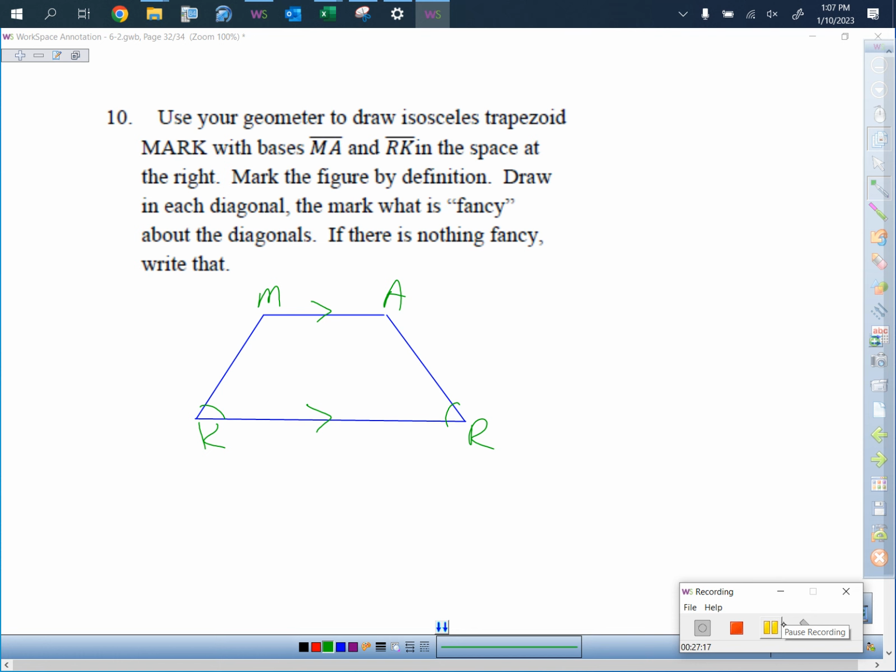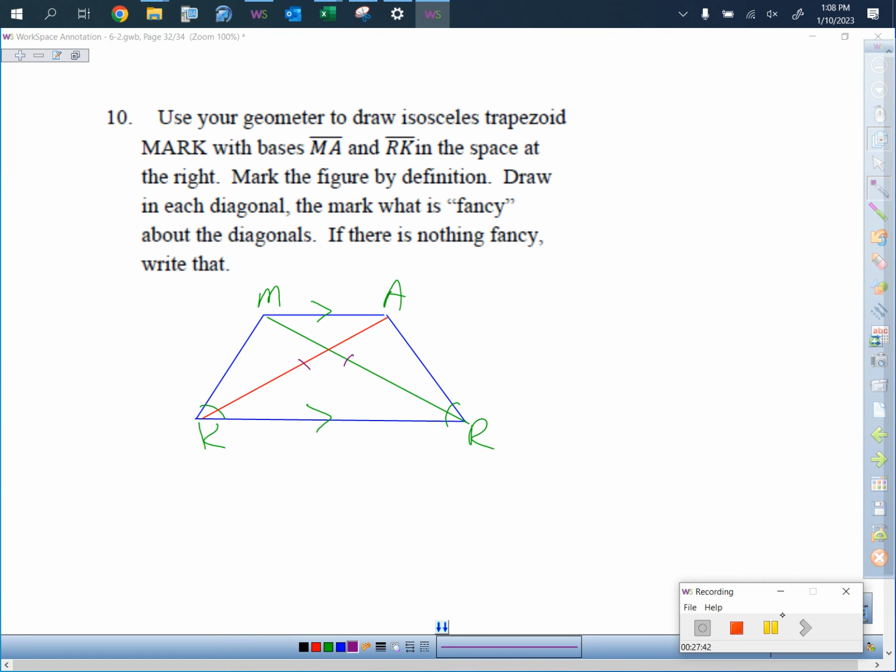There's the isosceles trapezoid. Make sure we got all the letters in the right spot. They say draw in those diagonals again. So there's a green dude, and there is a red dude. And there is something fancy about these diagonals. What's fancy about isosceles trapezoids diagonals? They are equal, so we'll put the tick marks on there. Cool. That's what she should look like.